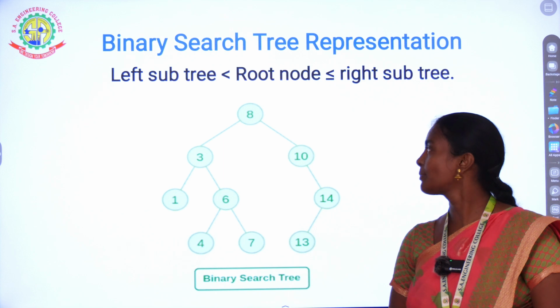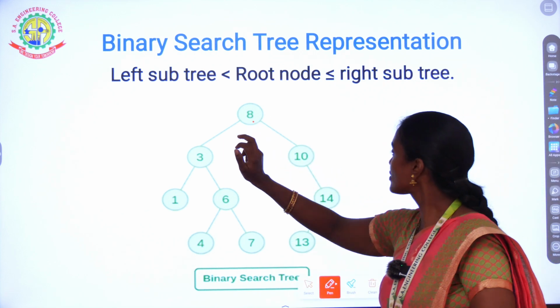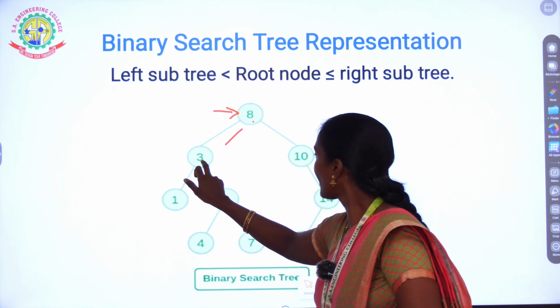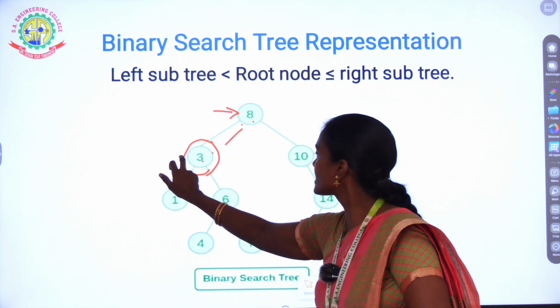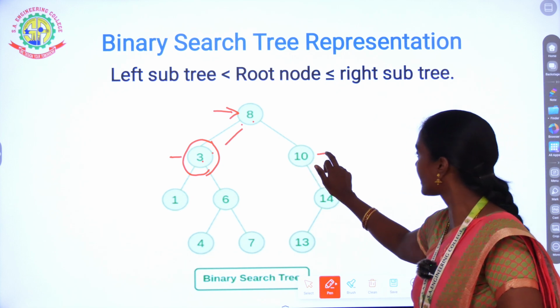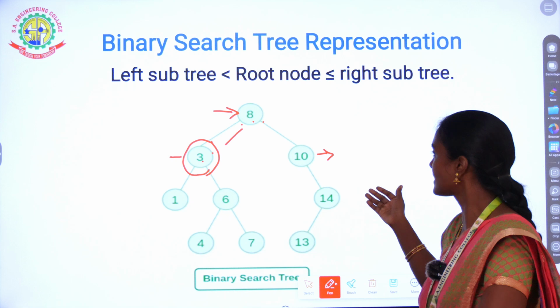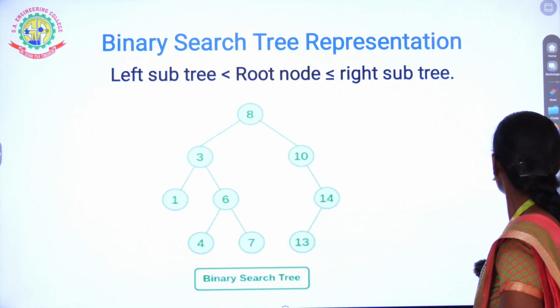This is the representation of the binary search tree. Here the topmost node is 8. The first condition, we have to check the left side. The value of the node is 3, which is less than the root node, so it is situated on the left side. Likewise, here the value is 10, which is greater than the root node, so the node is situated on the right side of the tree. This is the basic condition of the binary search tree.